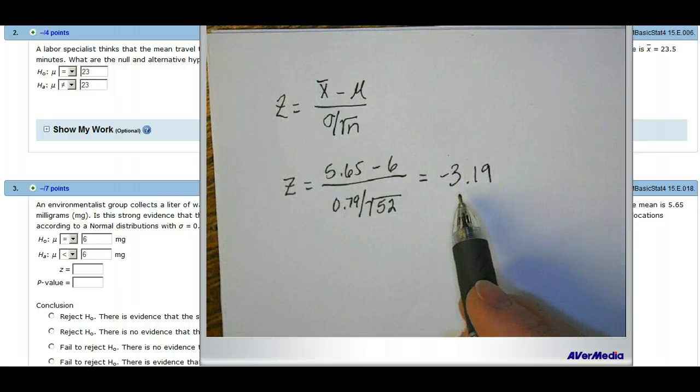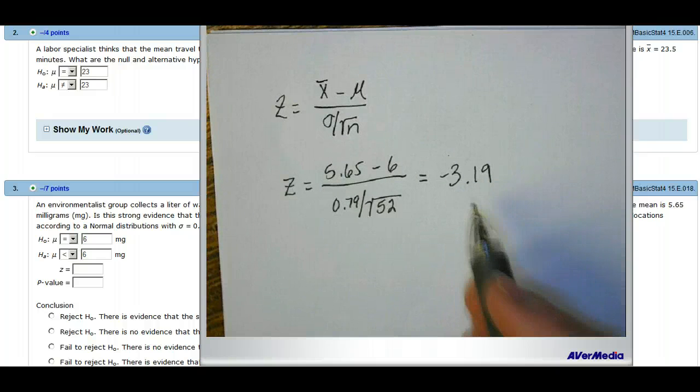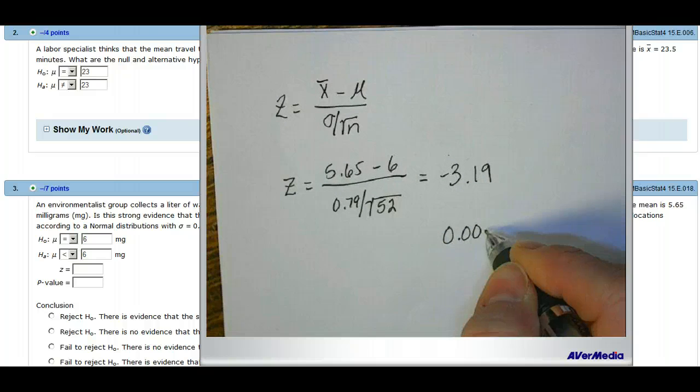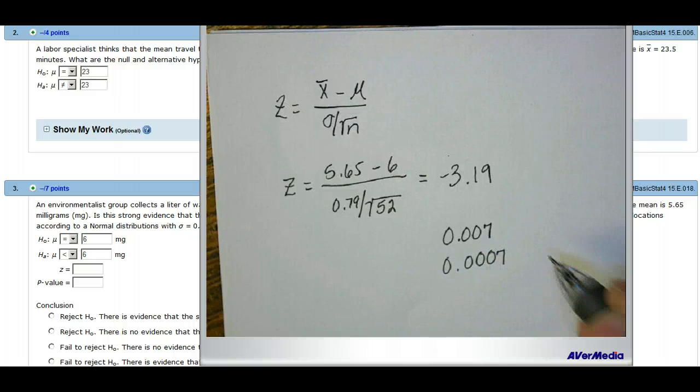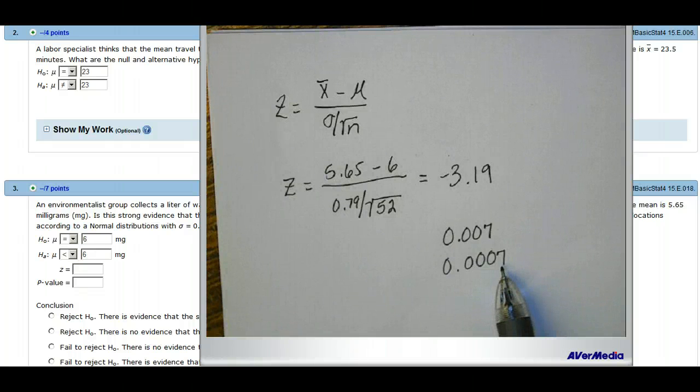And then you're going to go to table A, and look up a z-score of negative 3.19, and you get 0.0007. We're going to compare that with our alpha level, which is 0.05, and it is less than 0.05, which indicates that it is significantly different than the accepted mean. And so we are going to reject the null hypothesis, because this means that there is a 0.07% chance that that was just due to random sampling error.